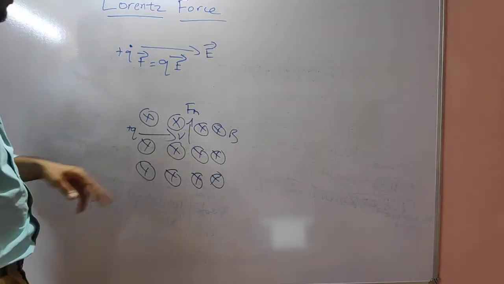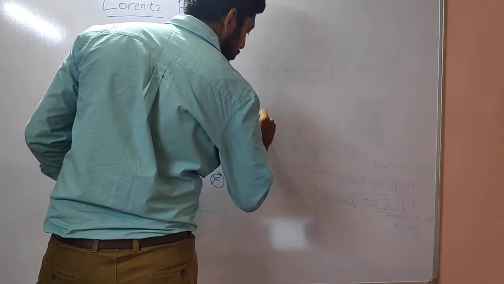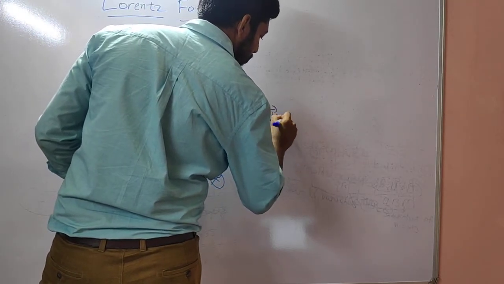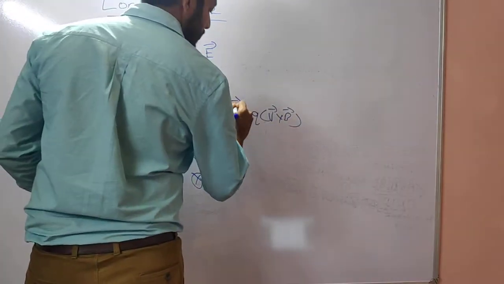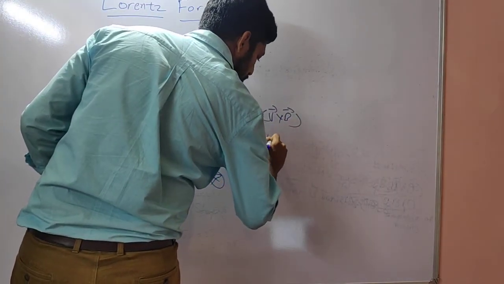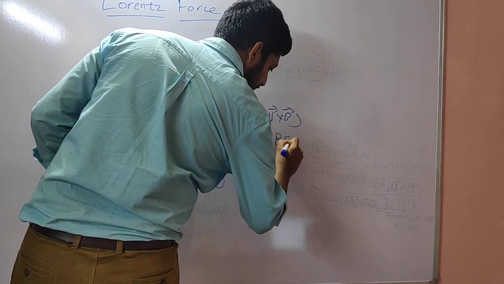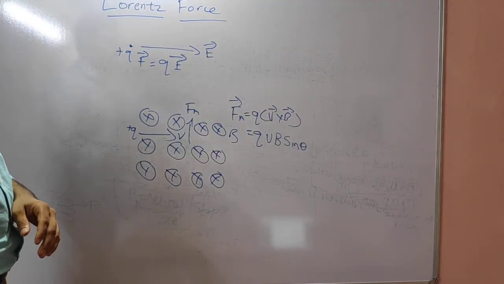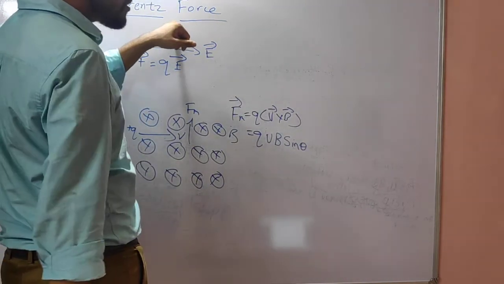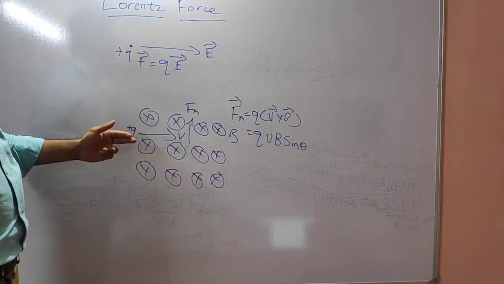Okay, what will be the value of this Fm? Magnetic force is equal to Q V cross B. Okay, that is vector form. If you want to write it in scalar form, you can write Q V B sin theta. You can write it in this form. Okay, so what is Lorentz force? Lorentz force is combination of these two forces.